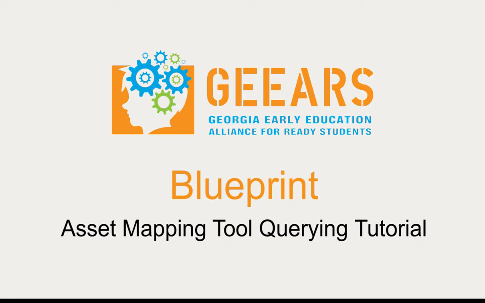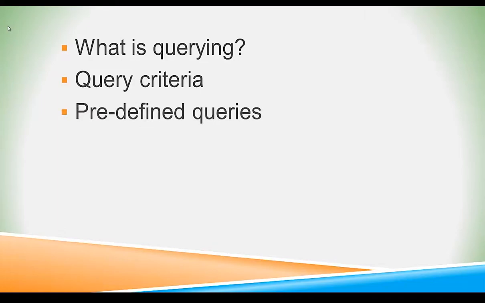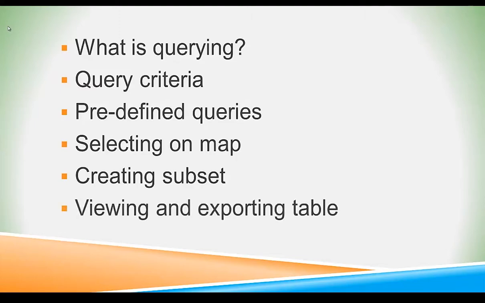In this tutorial, we will go over the main querying functions of the Asset Mapping tool. First, will be a short explanation of querying. Next, we will go over the main query criteria, the predefined queries, selecting assets on the map, creating a subset of assets, and then viewing and exporting a table of those assets.